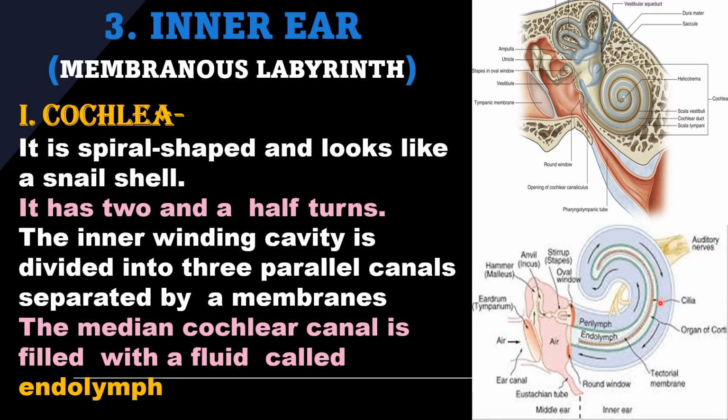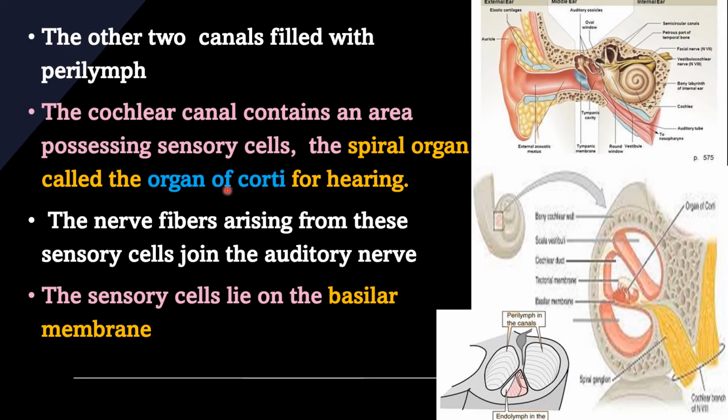You can see here, the median canal, we call it the cochlear canal. This cochlear canal is filled with a fluid. That fluid we call endolymph. The median canal is filled with endolymph. That means the cochlear canal is filled with endolymph. The other two canals are filled with perilymph.